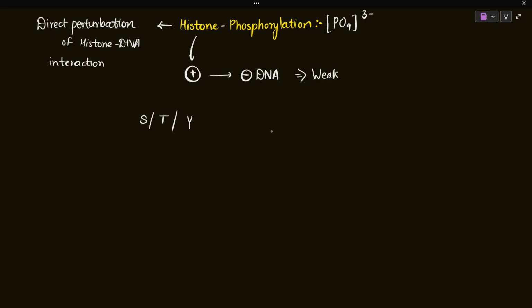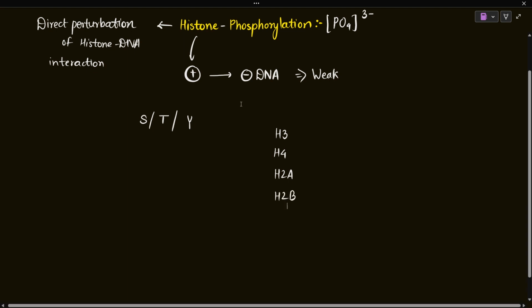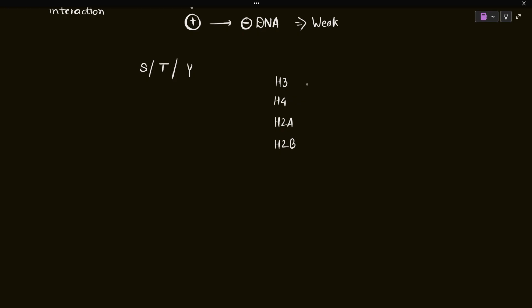Like we have four core histones, right? And all of them are present twice in the nucleosome. Those are H3, H4, H2A, and H2B. All of those histones have phospho-acceptor sites. On H3, we have S10 as well as S28. On H4 we have S1. On H2A we have S1, and on H2B we have S14 as well as S32.